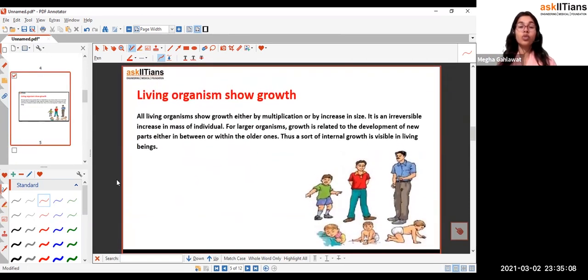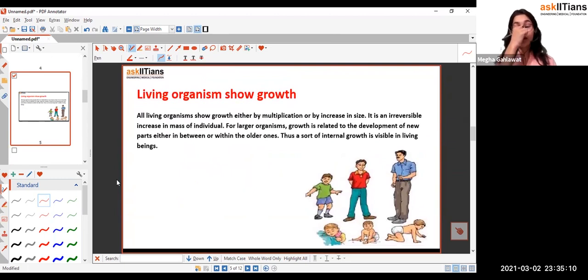Living organisms, they show growth. Now it's very important for you to understand that when you were born, you were a little baby of this small size or maybe this small size, but then you grew up, you were in first standard, second standard, and now you're in sixth standard, such big babies, right? So it's very important for you to understand whatever is living is going to show growth. Whatever is non-living is never going to show growth.